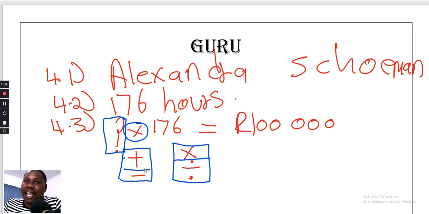Each sign can be removed by its opposite sign. I repeat, each sign can be removed by its opposite sign. What is the opposite sign of multiplication? It is division. So what are we going to do to remove this multiplication? We will simply divide here.